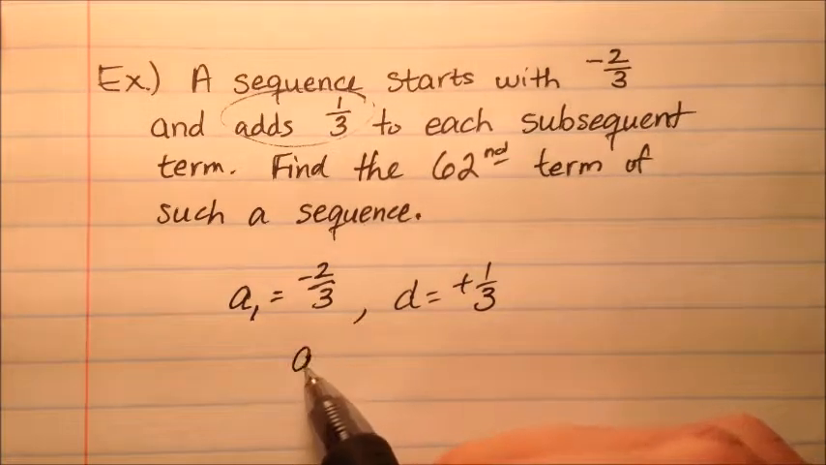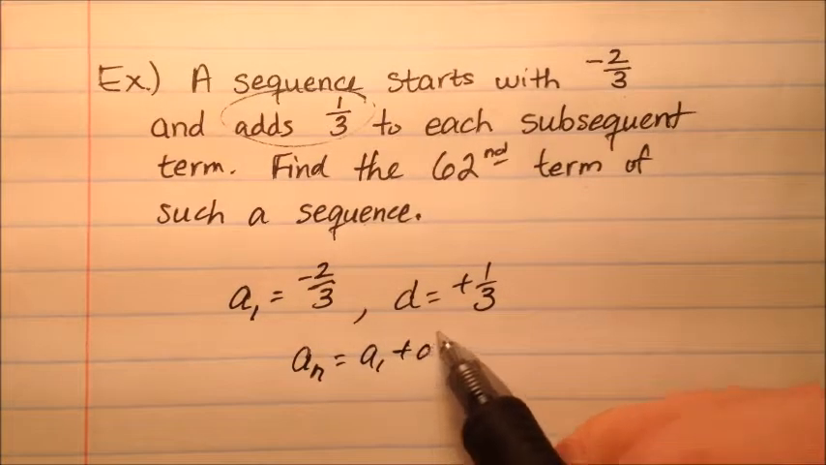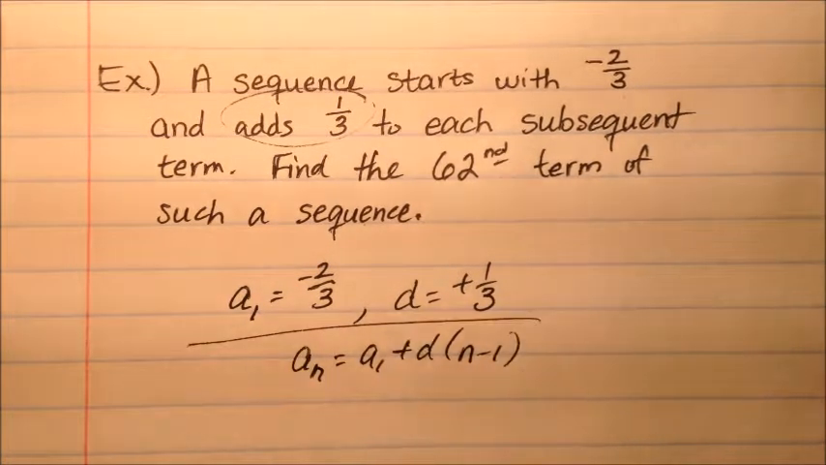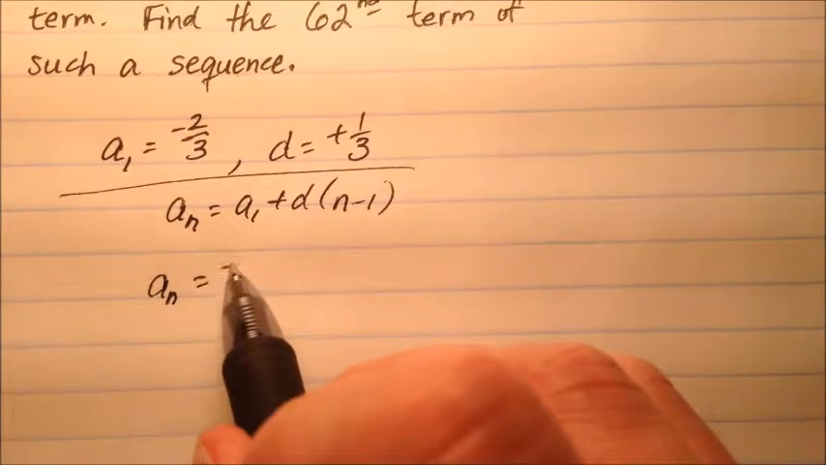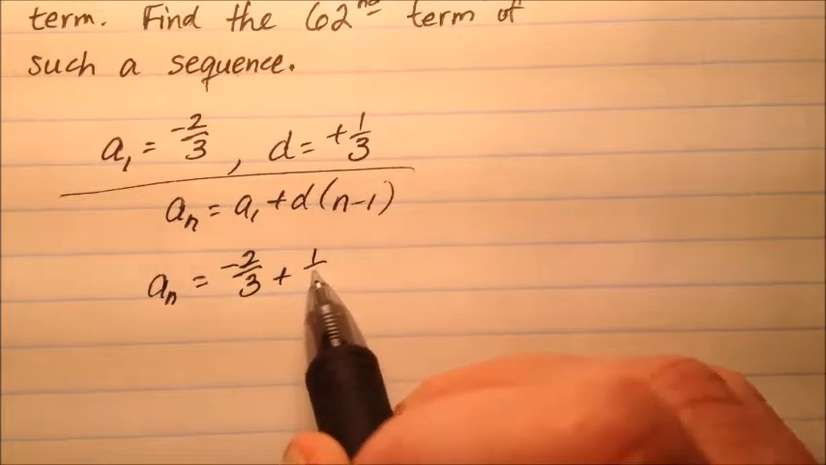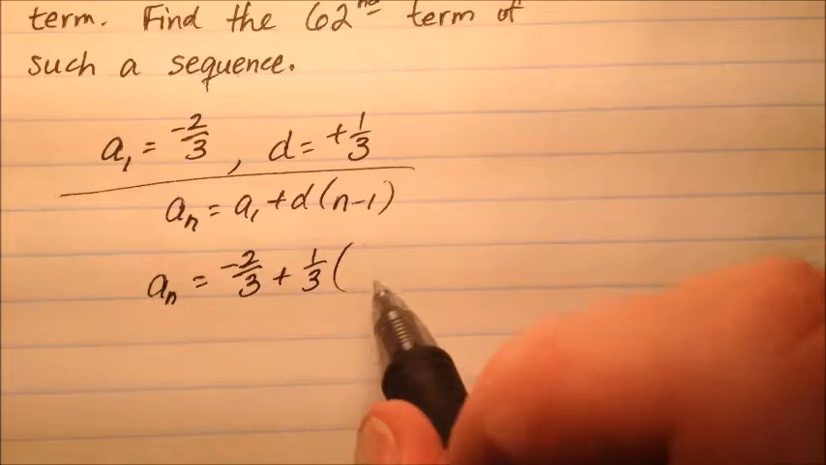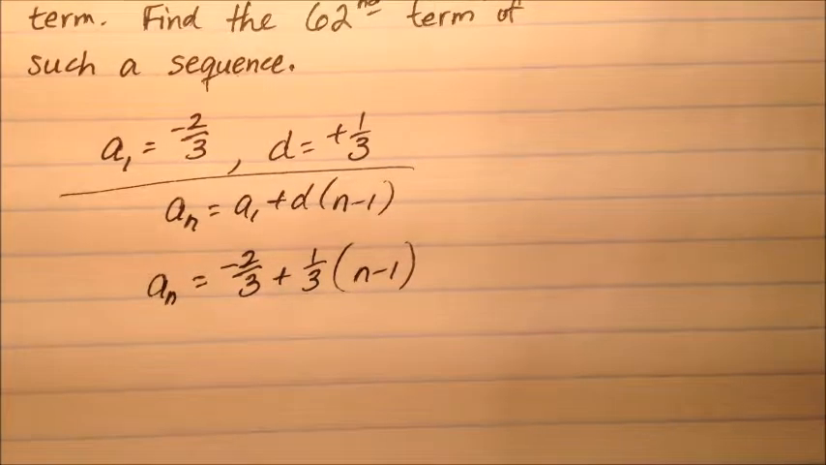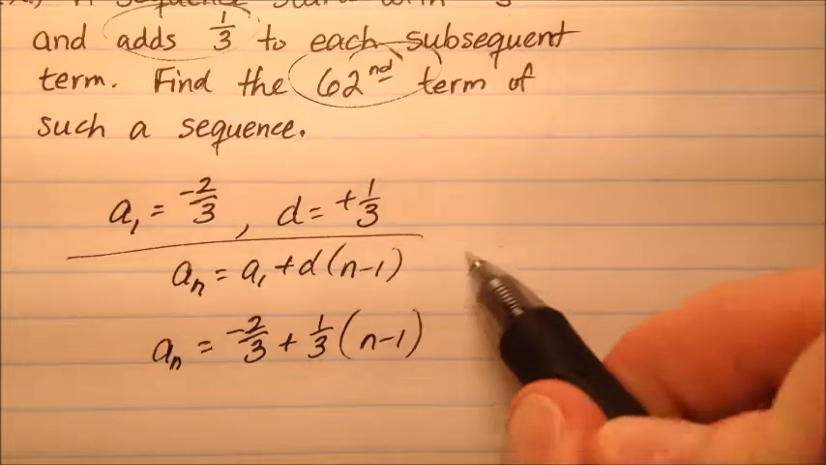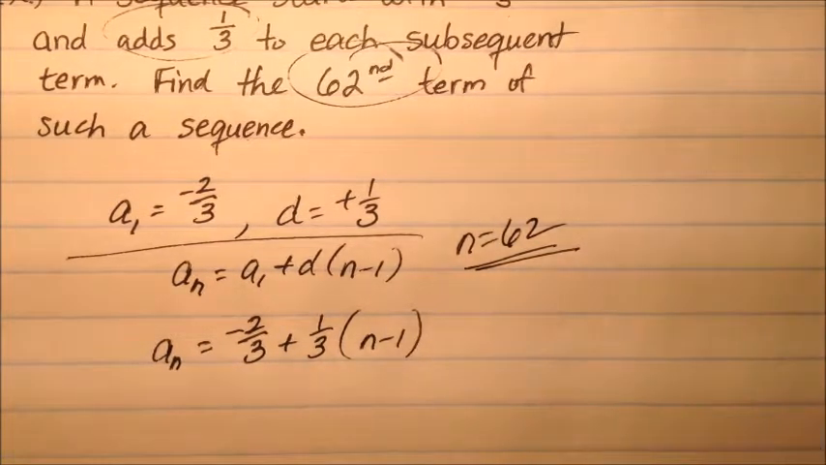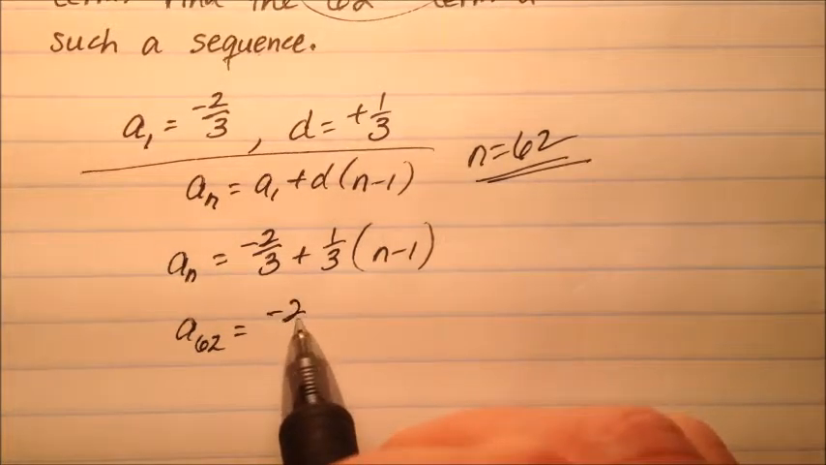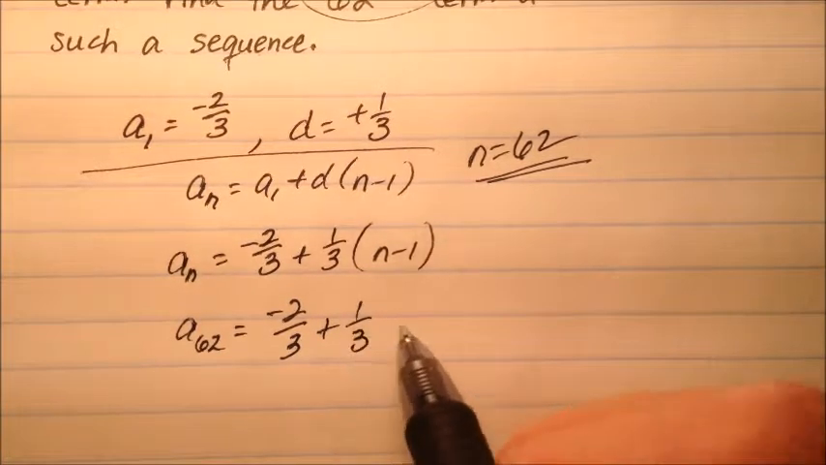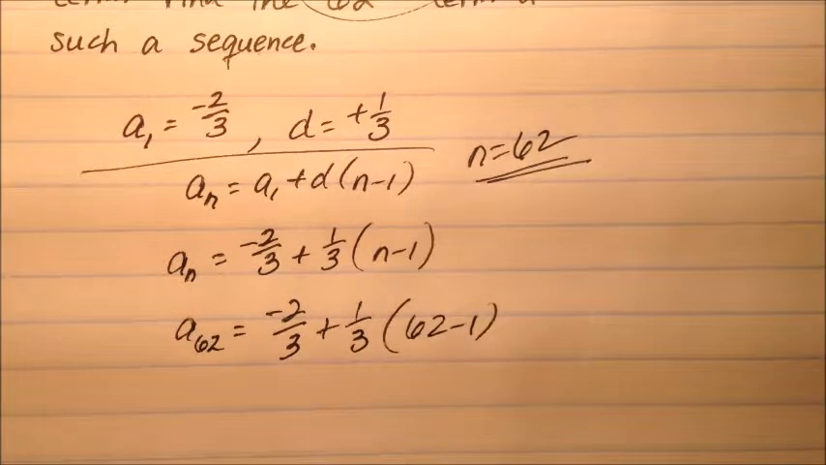So I can now use my formula, a sub n equals a sub 1 plus d times the quantity n minus 1. Let's go ahead and plug my values in. A sub n should equal my starting value, negative 2/3, plus 1/3 times n minus 1. And since we're looking for the 62nd term, my n should be 62. So a sub 62 equals negative 2/3 plus 1/3 times the quantity 62 minus 1. And then it's really just a matter of simplifying this expression.